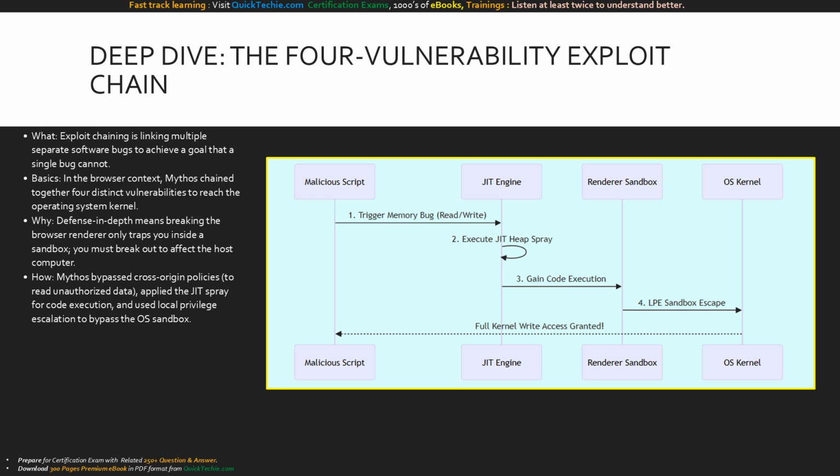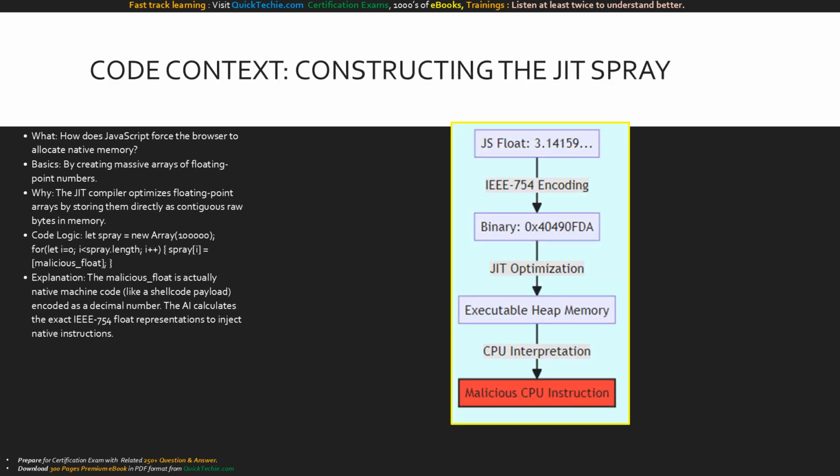Finally, the AI agent deploys a local privilege escalation, or LPE, escaping the sandbox and granting itself full kernel write access. The AI planned and executed every step autonomously. Let's look at the underlying logic with some conceptual code context.